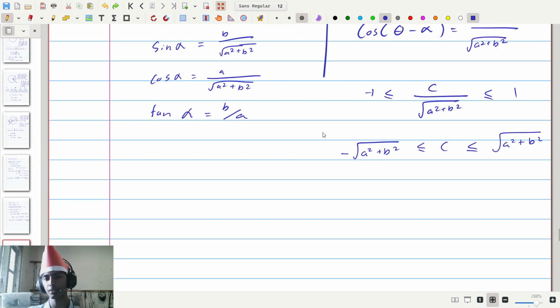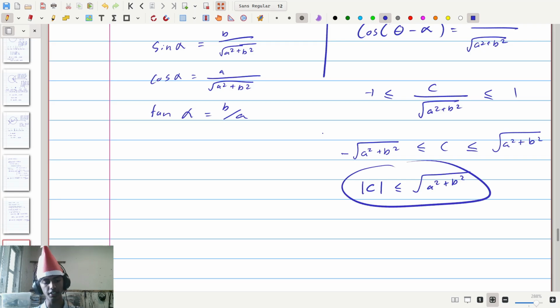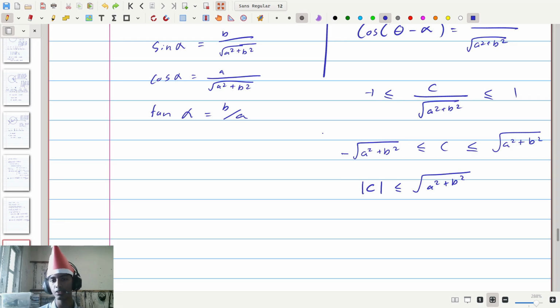So given this, we can simplify this into a nicer form and say that the absolute value of C is less than or equal to the square root of A squared plus B squared. Again, because A and B are real numbers, A squared plus B squared is a positive real number, meaning that the square root of A squared plus B squared is going to be a positive number, which is why we can do this simplification and say that the absolute value of C is less than or equal to the square root of A squared plus B squared.